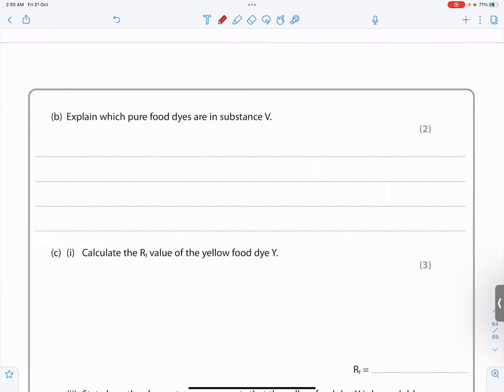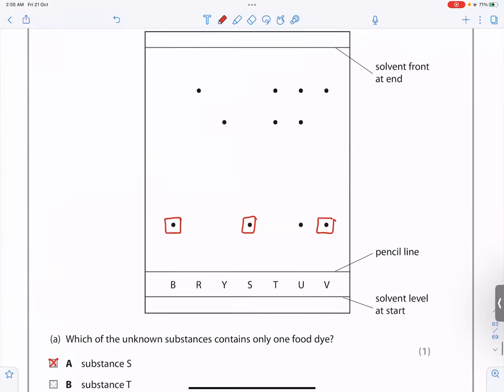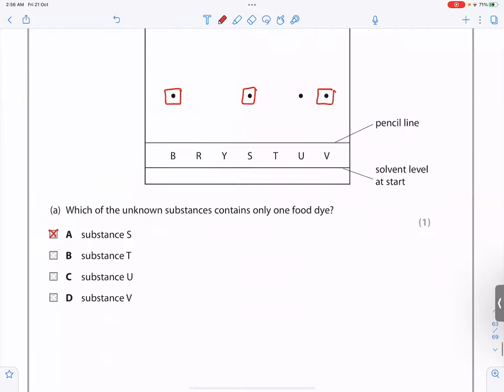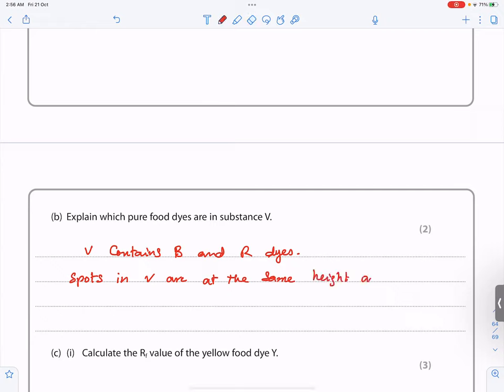Explain which pure food dyes are in substance V. By comparison, one spot in substance V matches the blue, and the other spot matches the red. So V contains the food dyes blue and red. Why? Because the spots in V are at the same distance, or the same height, as those in blue and red. So the spots in V are at the same height as the spots in B and R.